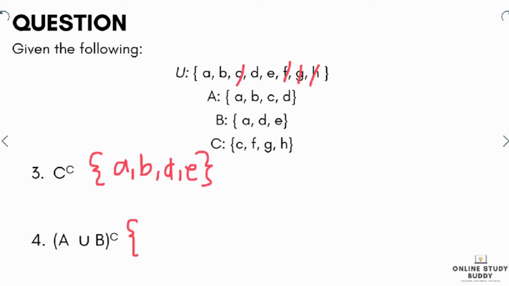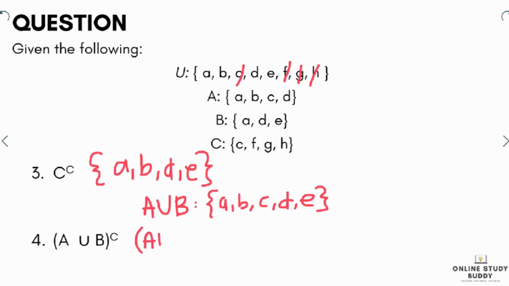Okay, so for our last item, we must find the complement of the union of A and B. So first, let us identify the union of set A and set B. So it is a set that contains A, B, C, D, and E. So alamin naman natin kung ano yung complement nun. Therefore, we have a set that contains F, G, and H.